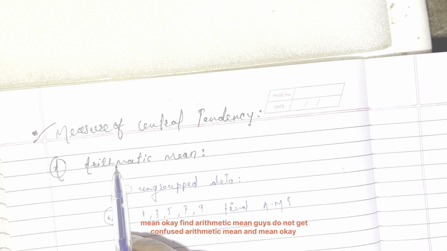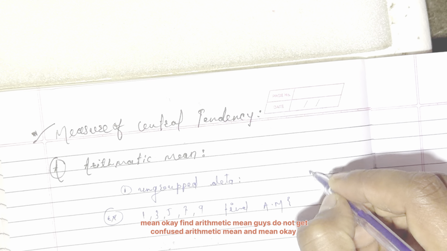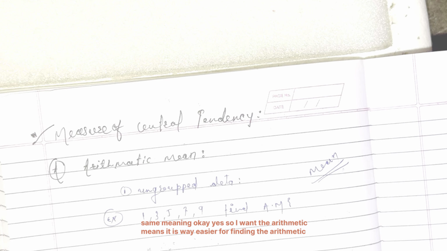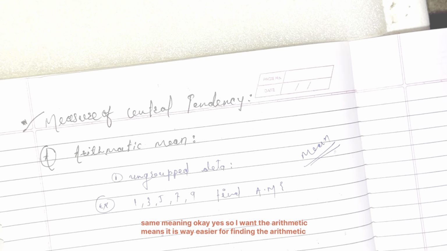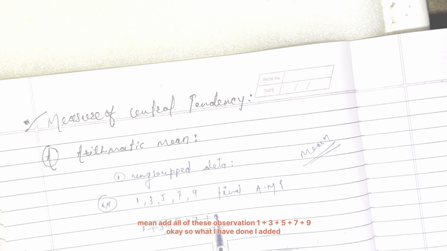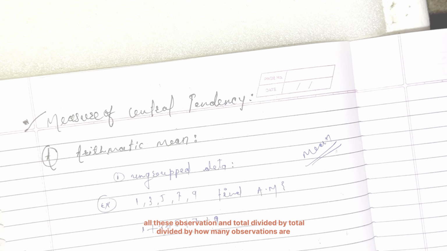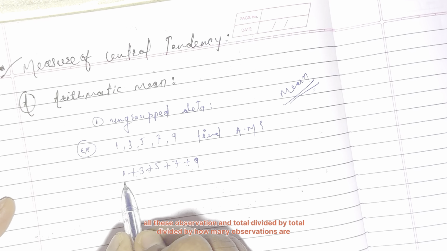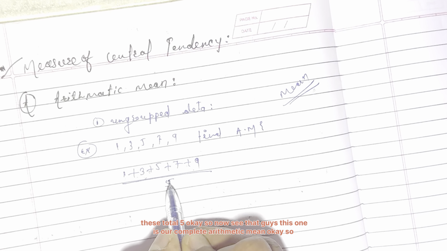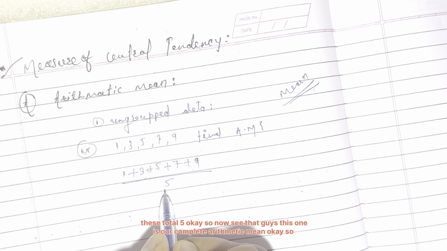Guys, don't get confused: arithmetic mean and mean are both the same concept, with the same meaning. So I want the arithmetic mean. It is way easier to find. Add all of these observations, 1 plus 3 plus 5 plus 7 plus 9, and divide the total by the number of observations. How many observations are there? Total 5. So this is our complete arithmetic mean.